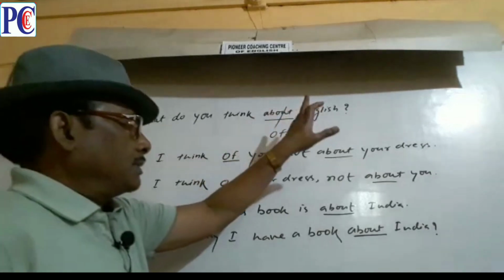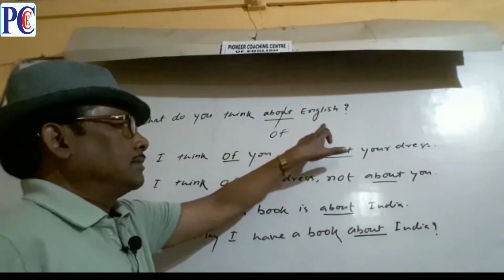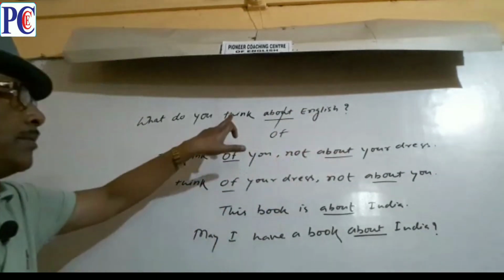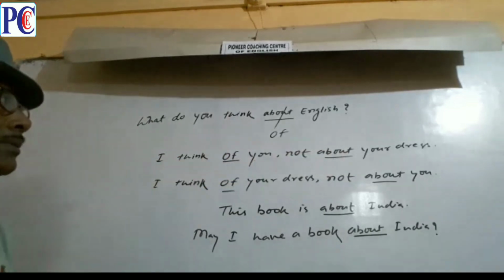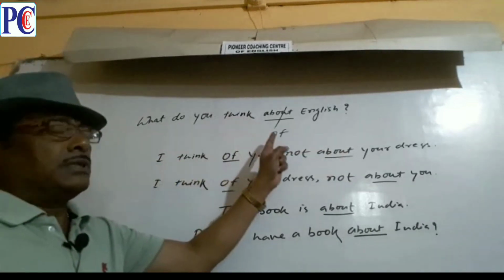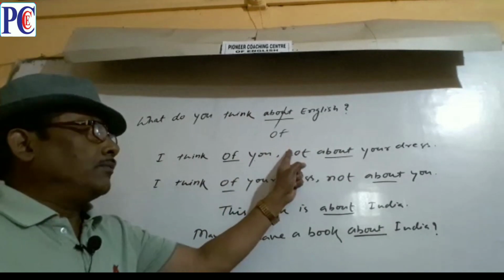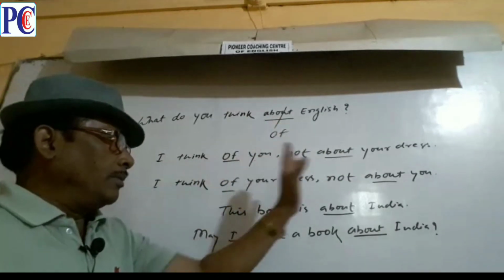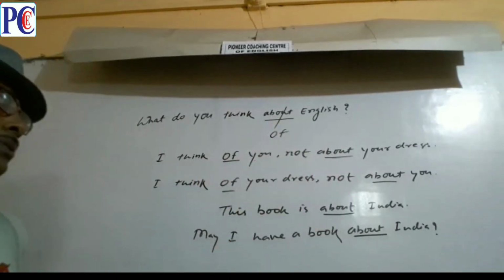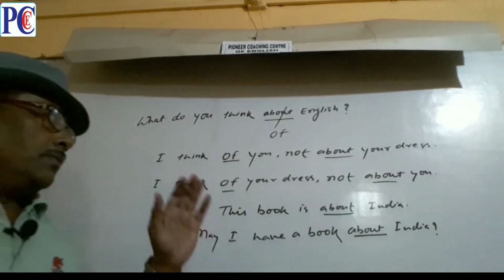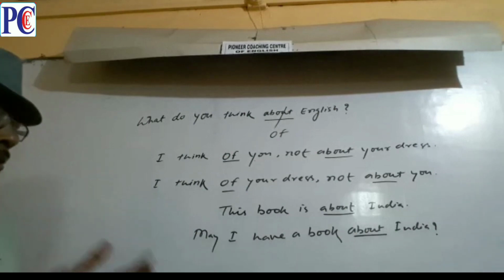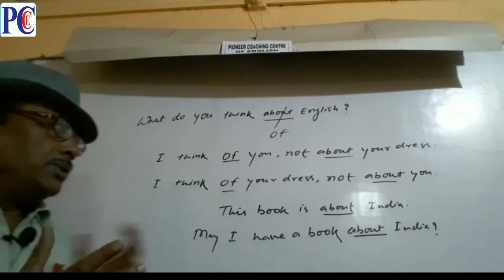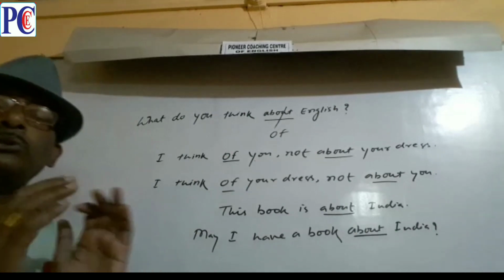When the subject of any action is near a main verb, the preposition is always of. When the subject is away from a main verb, it is about. When there is no main verb or it is without a verb, we use about in order to show the subject.